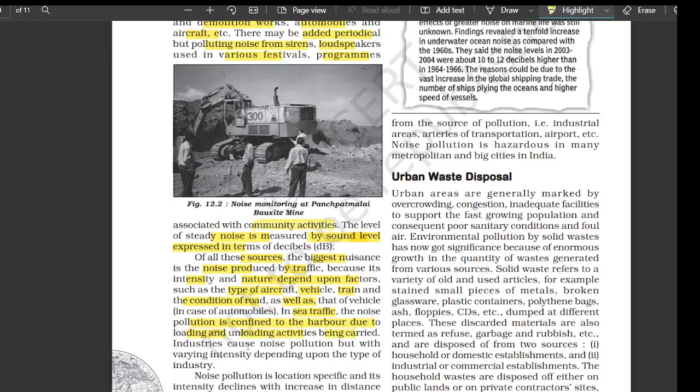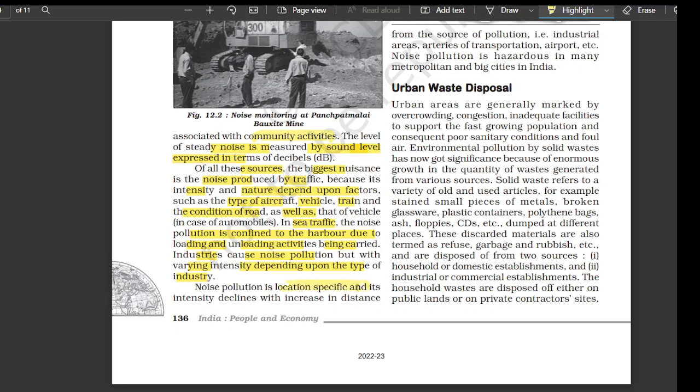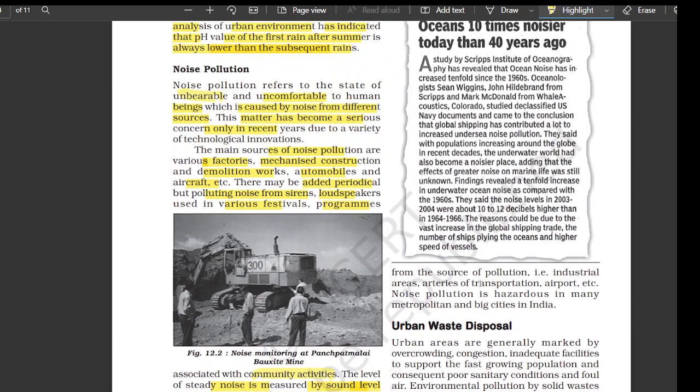Industries cause noise pollution but with varying intensity depending upon the type of industry. Noise pollution is location specific and its intensity declines with the increase in distance from the source of pollution, that is, industrial areas, arteries of transportation, airports, etc. Noise pollution is hazardous in many metropolitan and big cities in India.